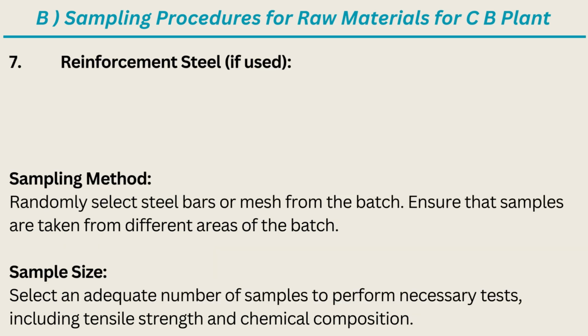7. Reinforcement steel, if used. Sampling method: randomly select steel bars or mesh from the batch. Ensure that samples are taken from different areas of the batch. Sample size: select an adequate number of samples to perform necessary tests, including tensile strength and chemical composition.